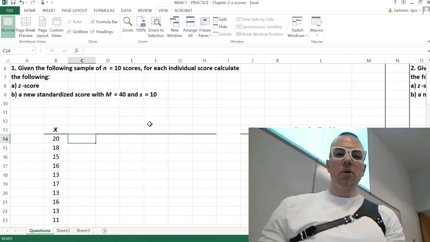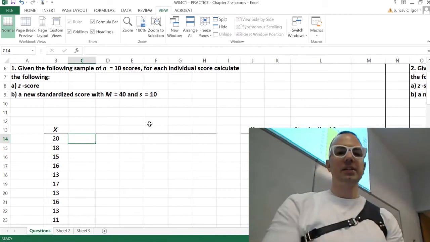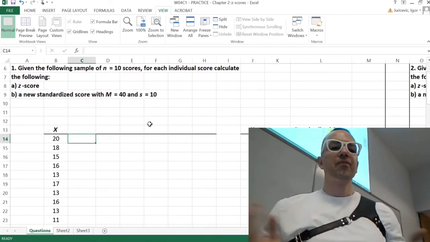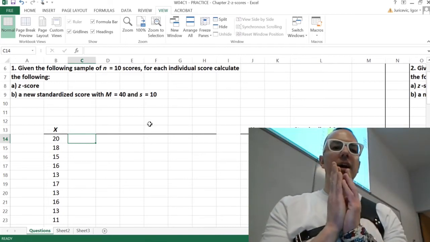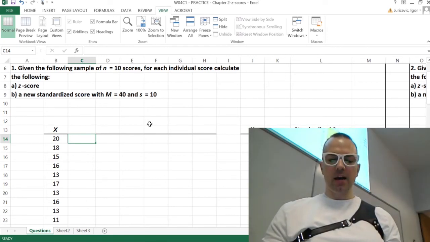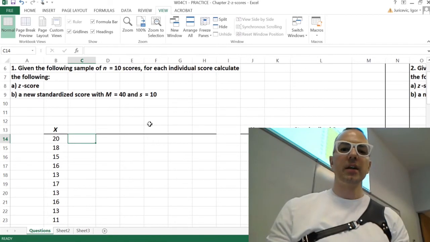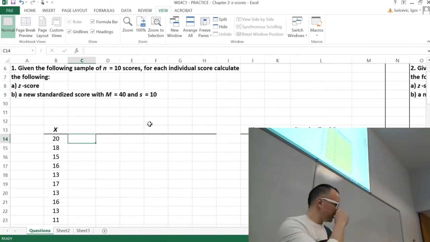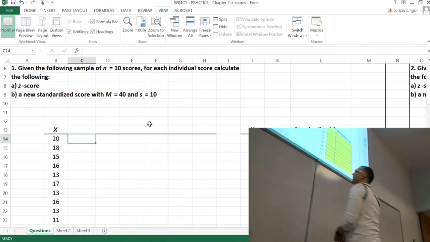All right, while everybody's getting their Excel sheets open, I'm going to show you the first thing that you do not want to do, and then we're going to see how to work around it. So what we need for a z-score, we're calculating z-scores here.